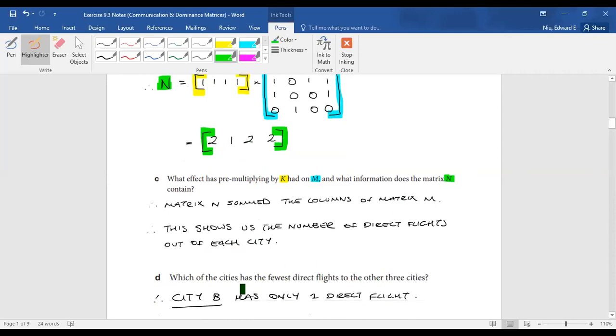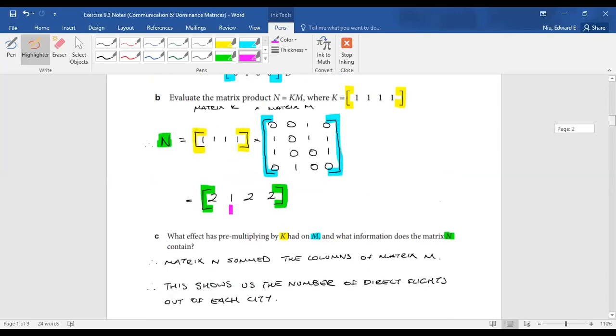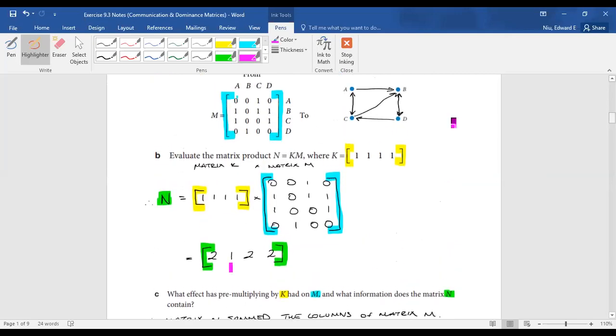Which city has the fewest direct flights to the other 3 cities? Well, this one here, City B only has 1 direct flight. So if we underline that, the 1 direct flight corresponds to the B in the communication matrix.